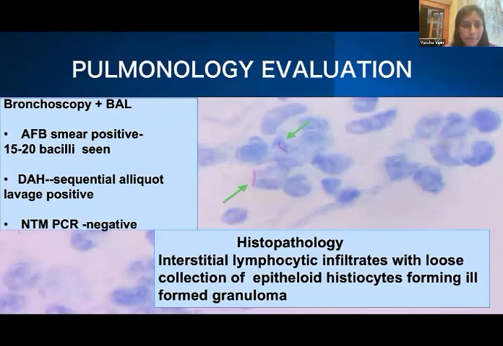We went ahead with further pulmonology evaluation with bronchoscopy and BAL, and that showed an AFB of around 15 to 20 bacilli per field. We can see the AFB bacilli here. And the diffuse alveolar hemorrhage suggestive picture was also there, as the sequential bronchoalveolar lavage test was also positive. We also sent an NTM PCR, as the sputum GeneXpert and the BAL GeneXpert were negative, and that came to be negative. The histopathology showed interstitial lymphocytic infiltrates with loose collections of epithelioid histiocytes, suggestive of an ill-formed granuloma.